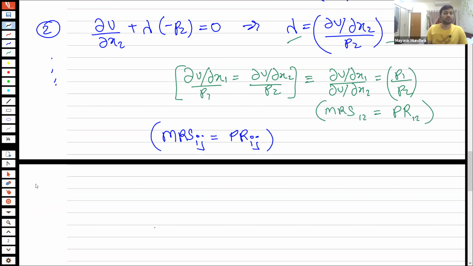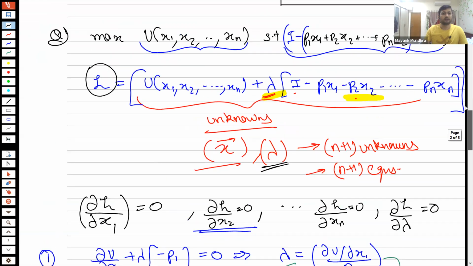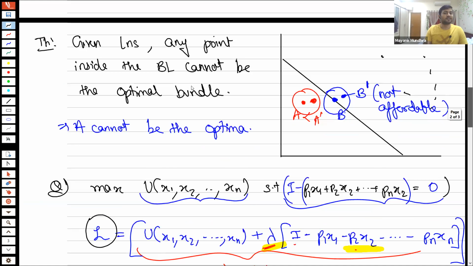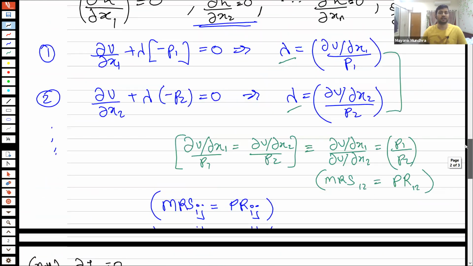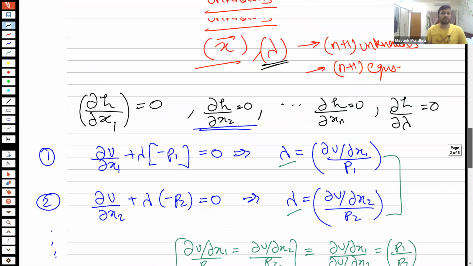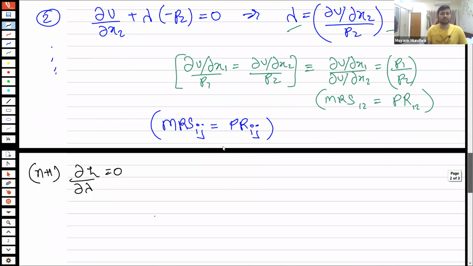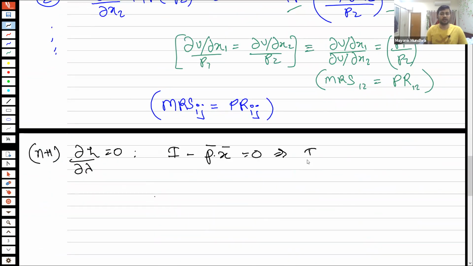And finally, the n plus 1th equation is del Lagrange by del lambda equals 0. When you differentiate with respect to lambda, this part has no role of lambda, so this thing completely becomes 0. This internal thing has nothing in lambda, only the external thing has lambda in it. So this lambda becomes 1, everything else remains. So what you get when you differentiate with respect to lambda is just I minus p dot x equals 0, which is basically I equals p dot x, which is basically your budget line.